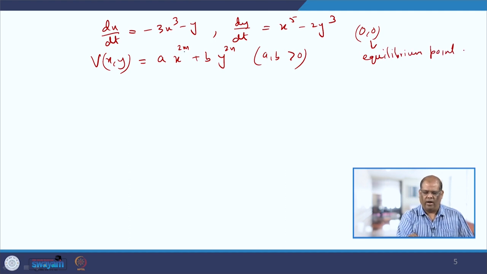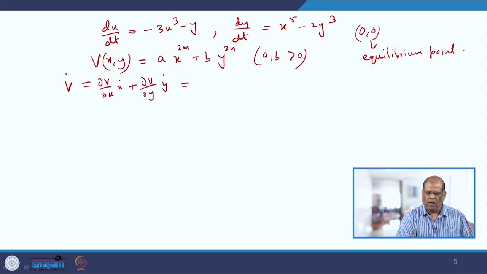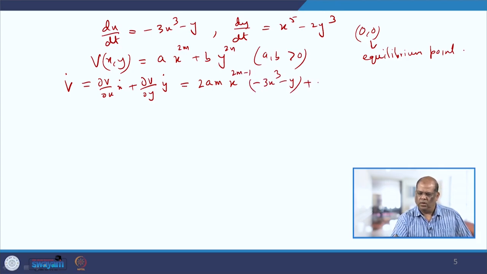Now, you have to find suitable m and n here. So the first two properties are satisfied, that this will always be positive for non-zero x and y, and at the point 0, 0, they become 0. So, you start with V dot, which is del v del x into x dot plus del v del y into y dot. So, del v del x is 2am x to the power 2m minus 1 and x dot is minus 3x cube minus y, plus 2bn y to the power 2n minus 1 and x to the power 5 minus 2y cube.